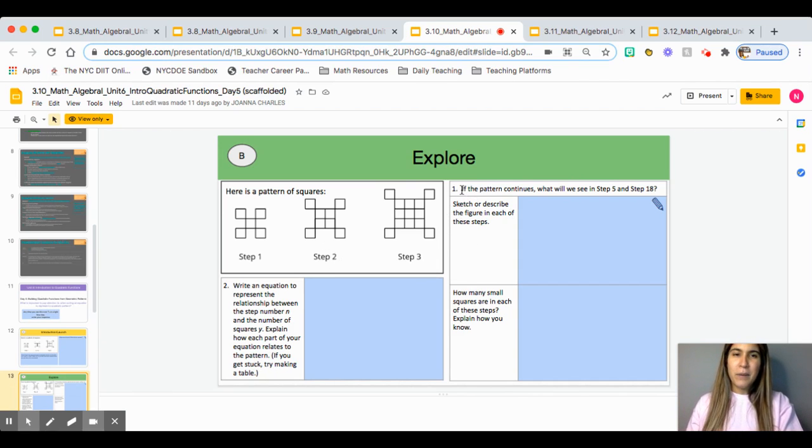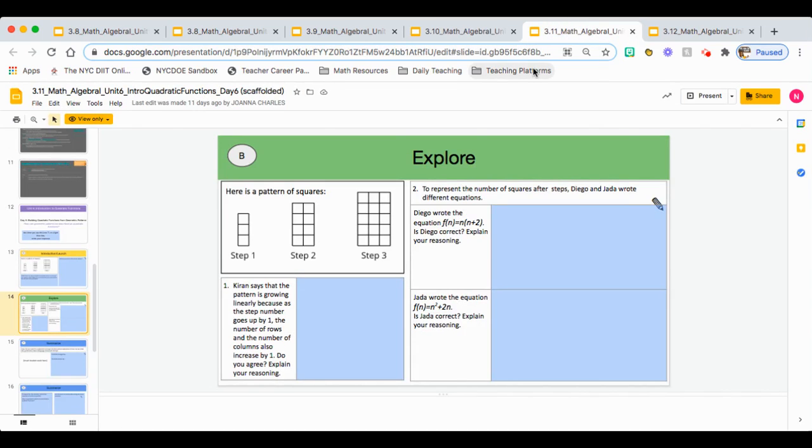Now, looking at this slide, it says, if the pattern continues, what will we see in step 5 and step 18? Now, in the previous lessons, our students have been using tables, so this might be a good opportunity to maybe either give them a table again. Right now, you don't have a table, and if you think your students are at the point that they can realize that they maybe should write a table, perfect. But if not, providing it for them at this point is a really good way to get them to problem solve with something that they have already seen.